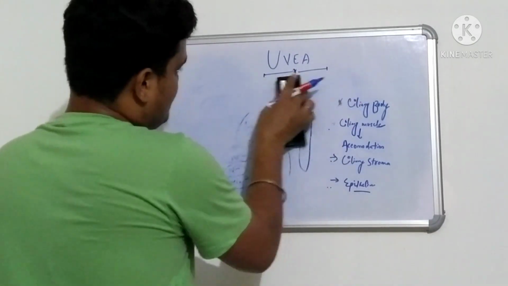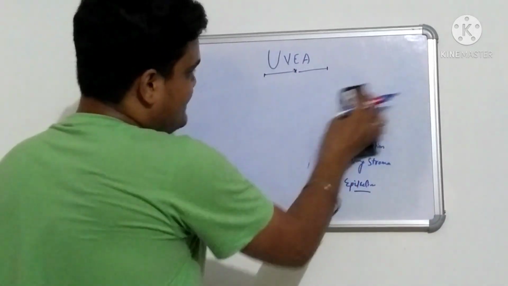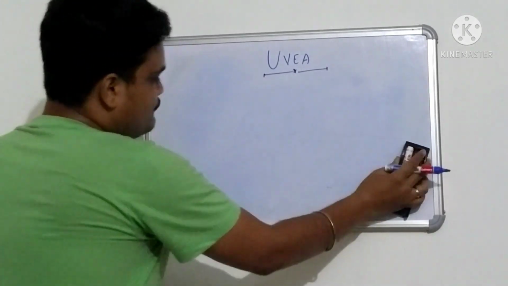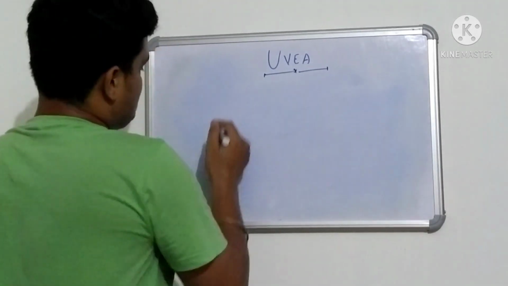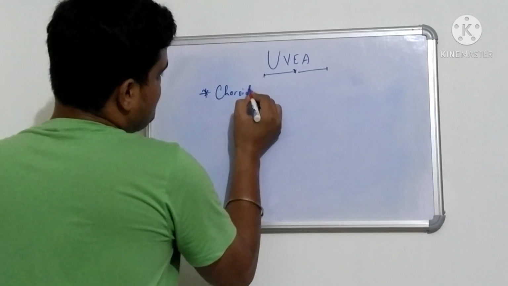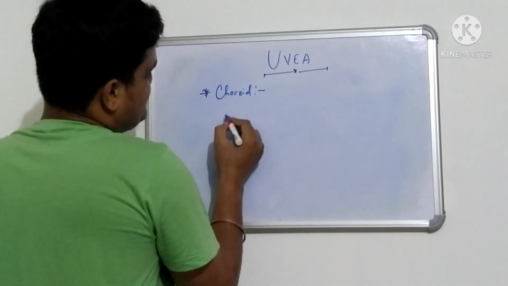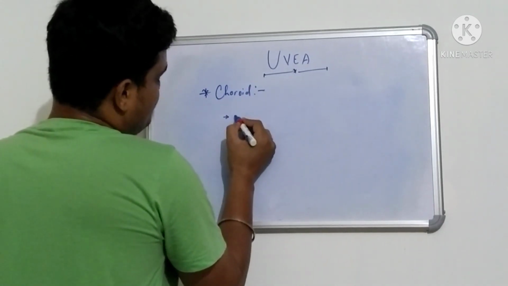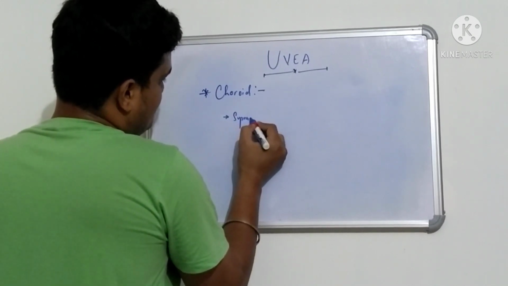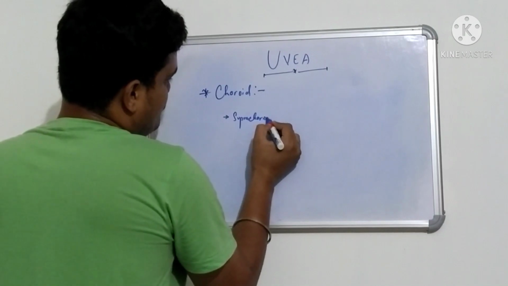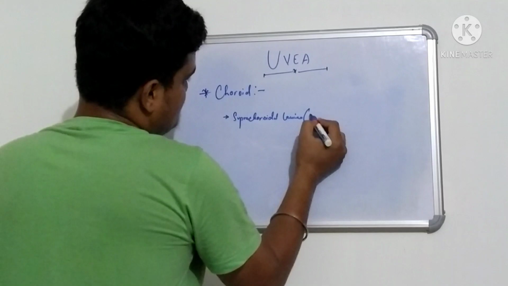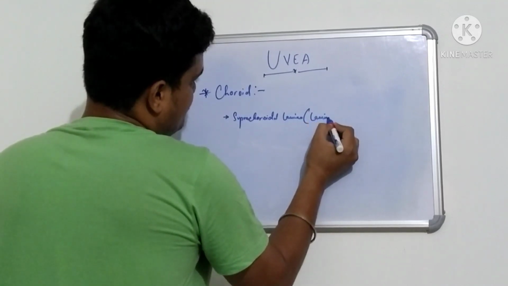Now the last one of the uveal body. Here we have already discussed iris and ciliary body. Now the last one of the uvea is choroid. Choroid is the vascular part which is divided into three parts. First of all, the suprachoroidal lamina. This is the first part, which is called lamina fusca.